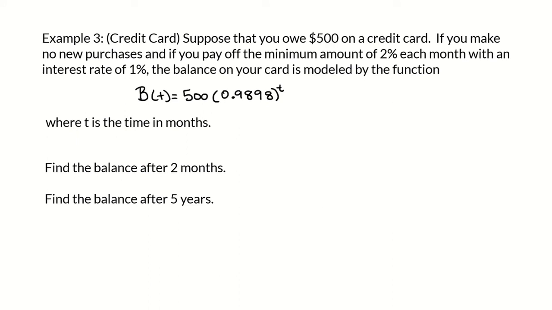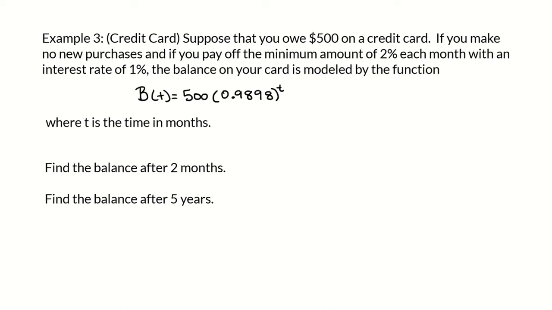Another example of exponential decay is credit cards. Suppose that you owe $500 on a credit card. If you make no new purchases and if you pay off the minimum amount of 2% each month with an interest rate of 1%, the balance on your card is modeled by the function b of t equals 500 times 0.9898 to the t, where t is the time in months.